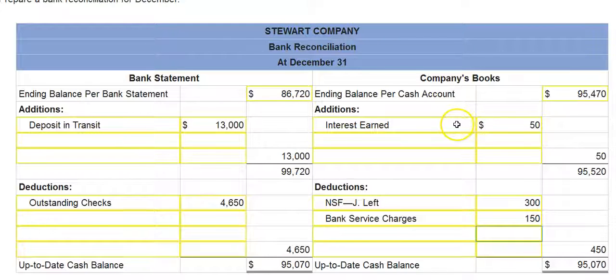Sometimes bank accounts yield interest. The bank will give you interest for the use of your money while it's in a checking account. This is rare, but it does happen.